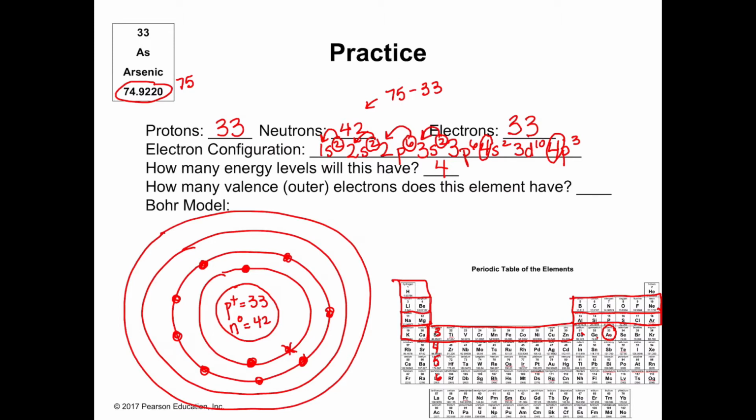So we have 1, 2, 3, 4, 5, 6. Then we have 2 electrons that are going on the third energy level. Then we have 6 more electrons that are going on the third energy level. We have 2 electrons that are going on the fourth energy level. And then we have 10 electrons that are going back on the third energy level. So we have 10 more for the third. And then we have 3 electrons that are going on the fourth energy level.